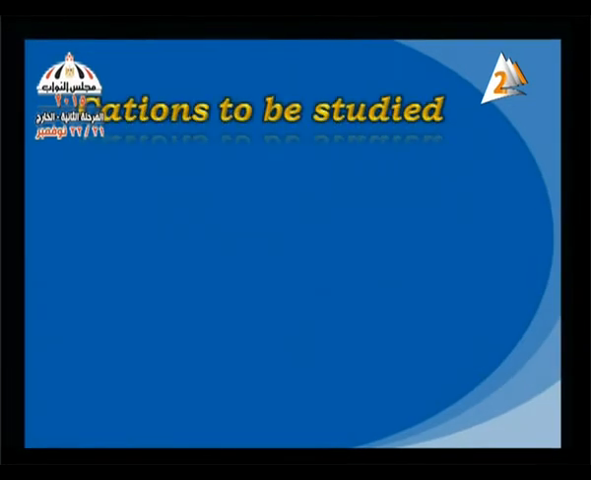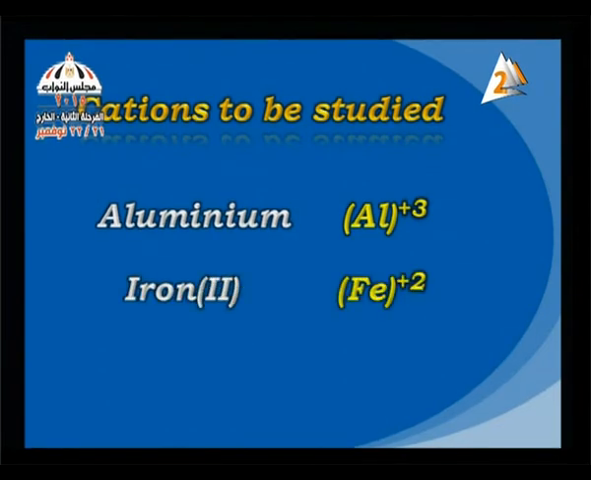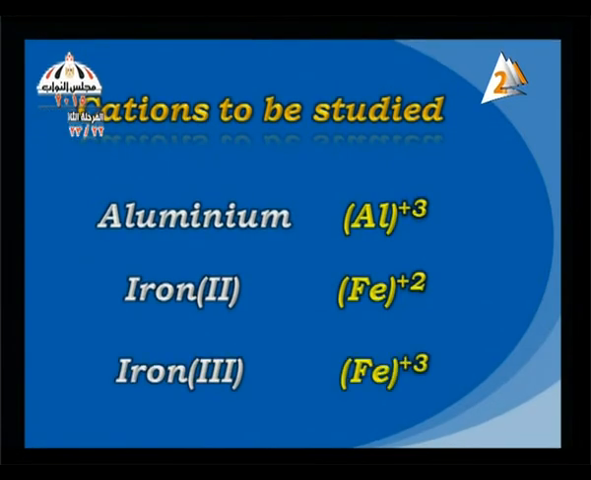Now, the cations to be studied, you must know. We have aluminum, Al positive 3. Good. The second one, iron 2, Fe, with positive 2. The third one is iron 3, with positive 3. So we use all cations containing positive 2 or positive 3 ions, divalent or trivalent, easy and important.